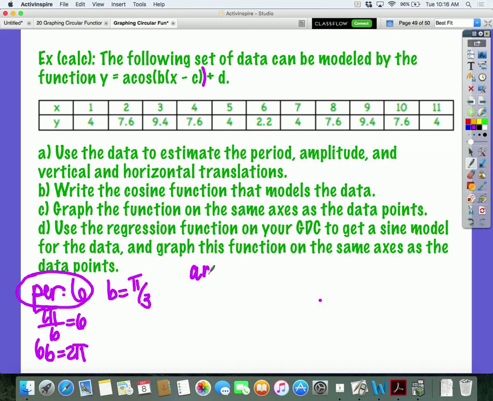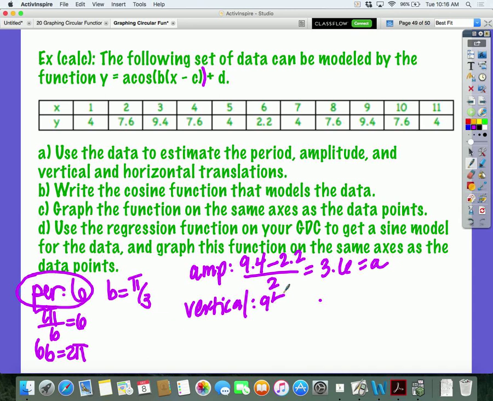Amplitude is 3.6. Because what's my max? I add or subtract that from my min. And what's my min? 2.2. And what was the number again? 3.6. So that is my amplitude, which is also my A. My vertical shift, max plus min, divided by 2. 5.8. And that is what variable? D, because I wanted to write my equation in a second.